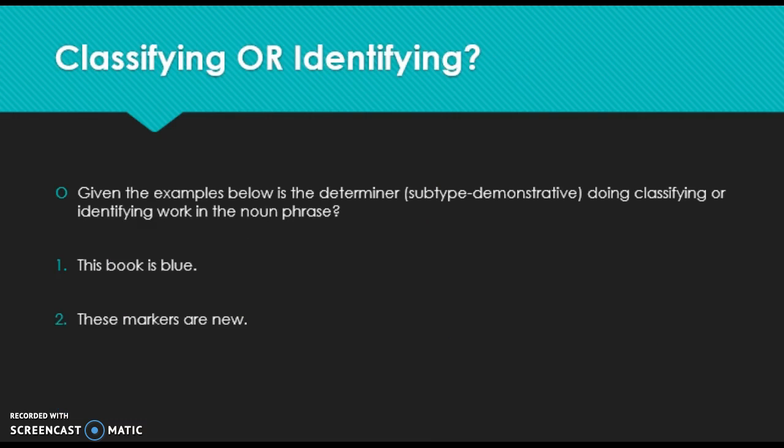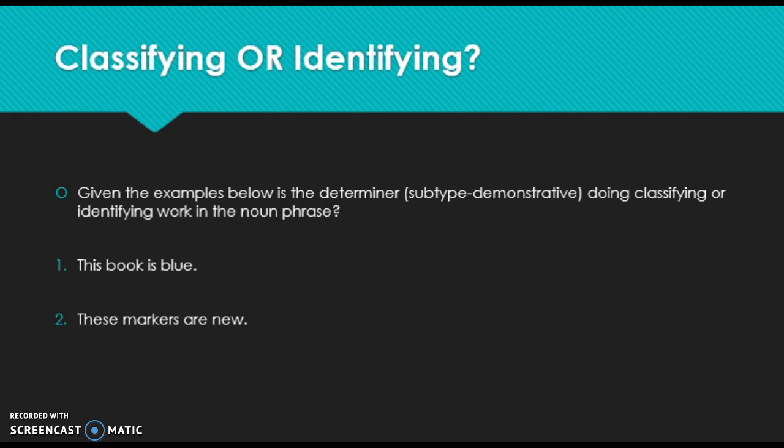So again, classifying or identifying. If I say this book is blue, is that more classifying work or identifying work? Ask yourself if in that sentence it's clear that I'm referring to a specific book or the set of books. Remember the picture, either I'm pointing to one of the set or the set in general.